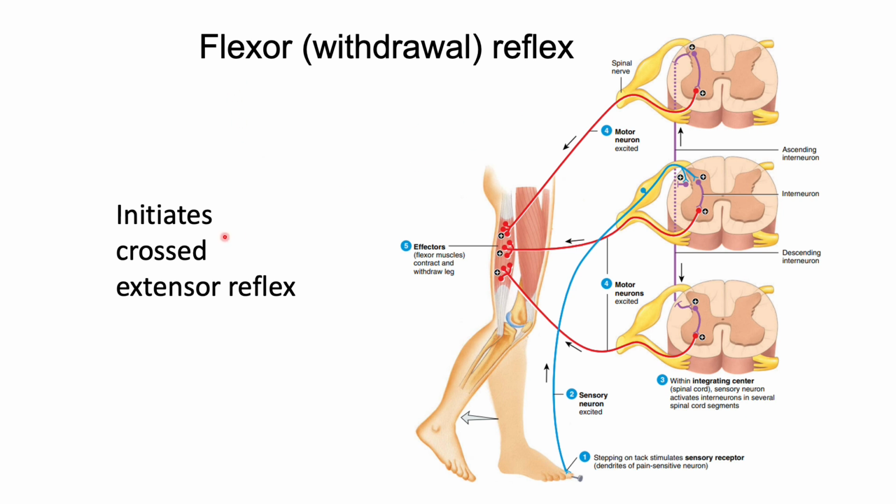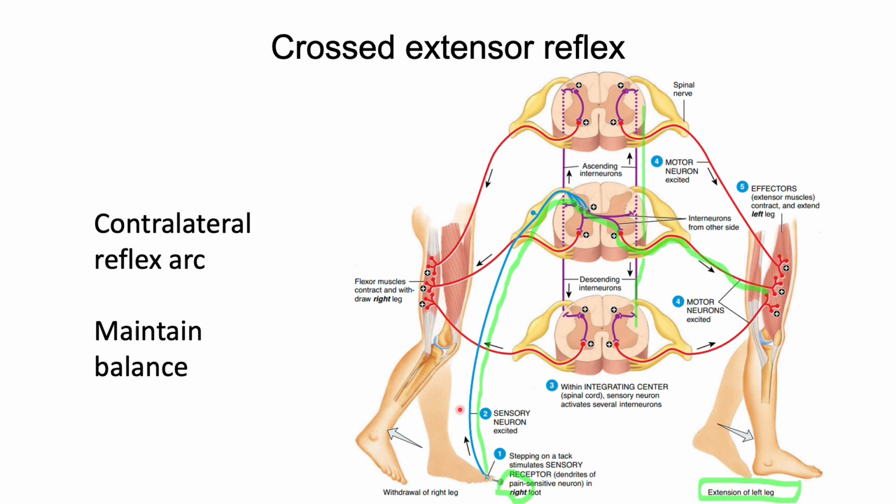The flexor reflex initiates a cross-extensor reflex, which will affect the opposite limb. So a signal on one side that activates this flexor reflex will also activate a contralateral or cross-extensor reflex. This is important to maintain balance in the case of the lower limbs and also to get away from the painful stimulus, especially for the upper limb.